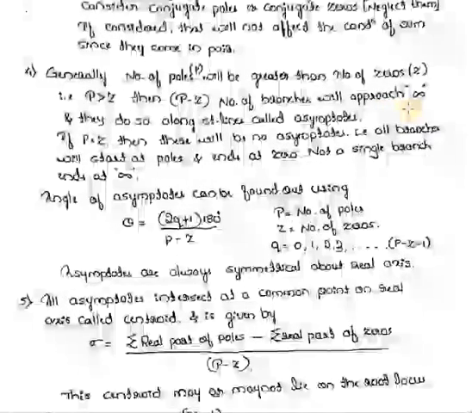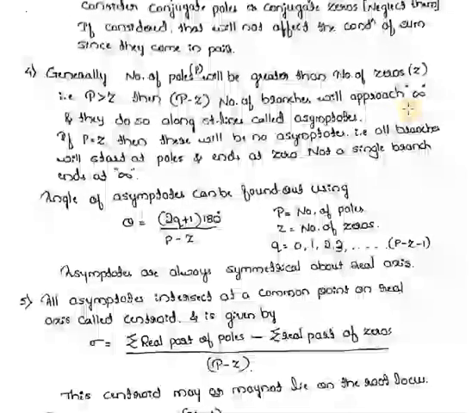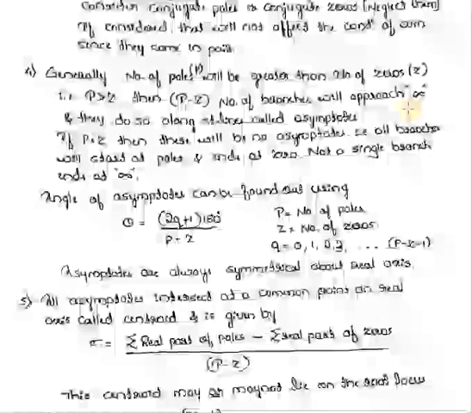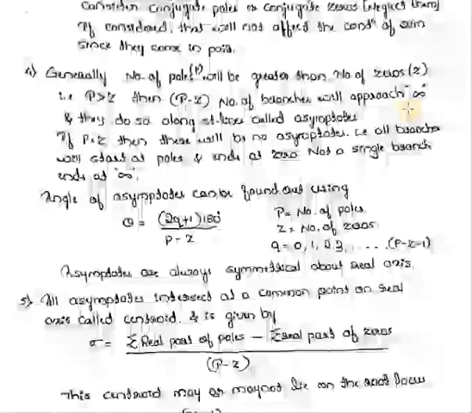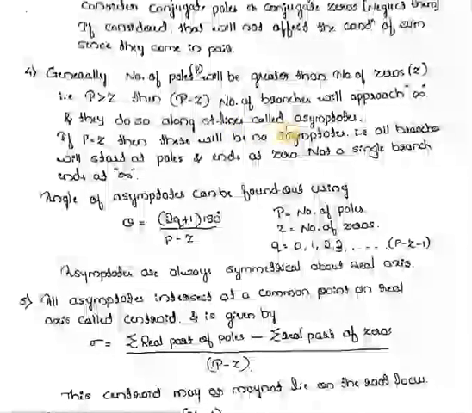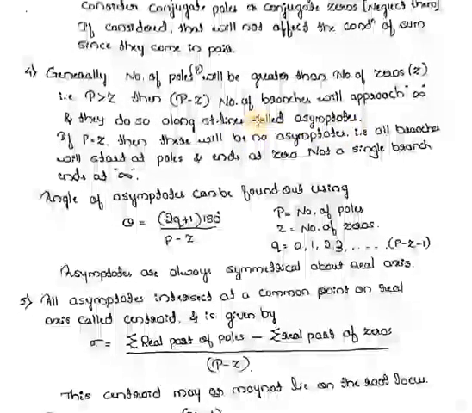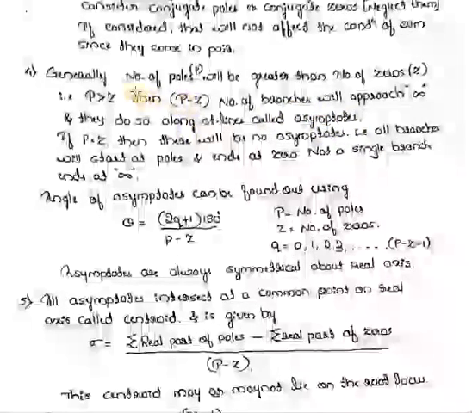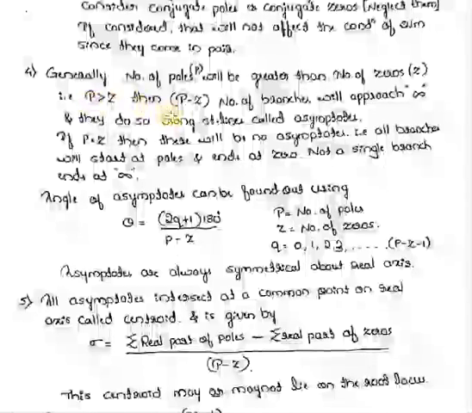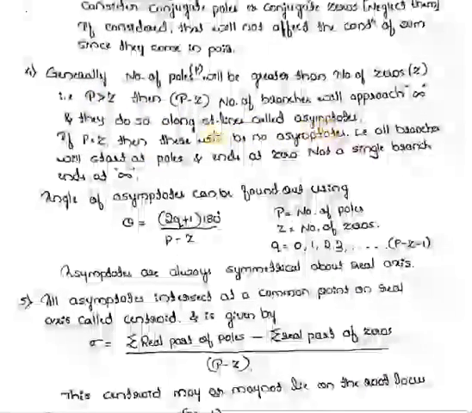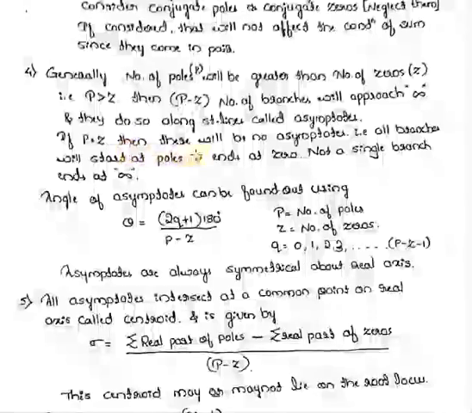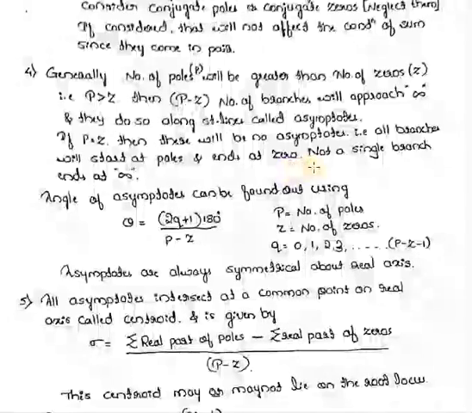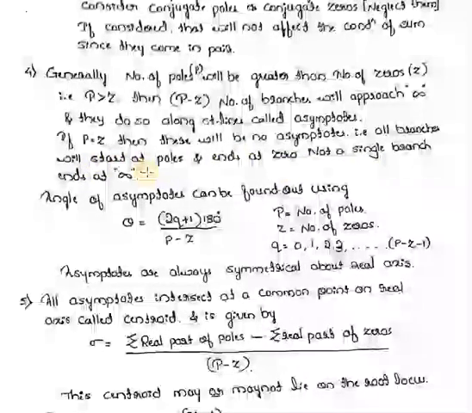Okay, so you need to find out the number of branches which are tending to infinity. That value you will get by taking the difference between the poles and zeros, that is p minus z, and they do so along the straight lines called asymptotes. So if you want to determine the number of asymptotes, you should know the p and z values, and their difference will be the number of asymptotes. If p equals z, then there will be no asymptotes, that is, all branches will start at poles and end at zeros. Not a single branch tends to infinity.